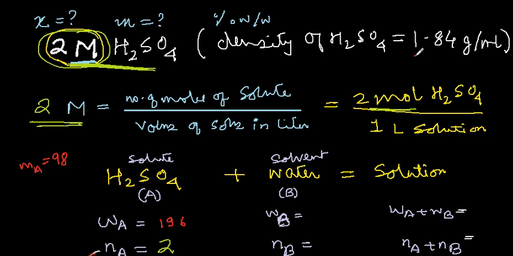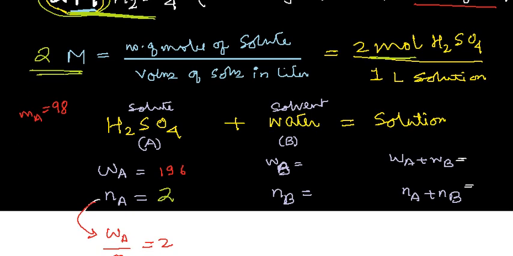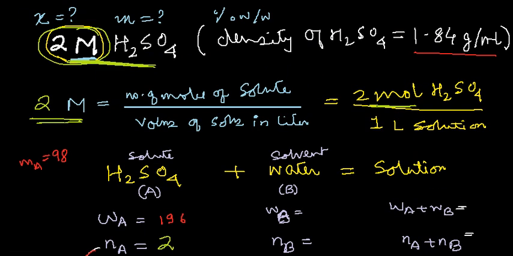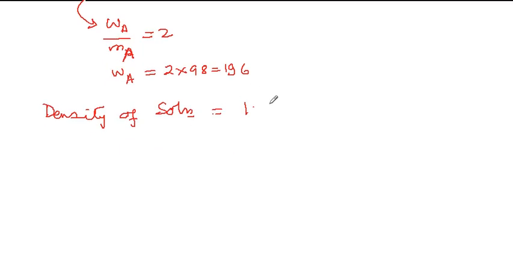The density of solution which is given to us is 1.84 gram per ml. Okay, so what does it mean? The density of solution is 1.84 gram per ml. So what is the formula of density that we know?